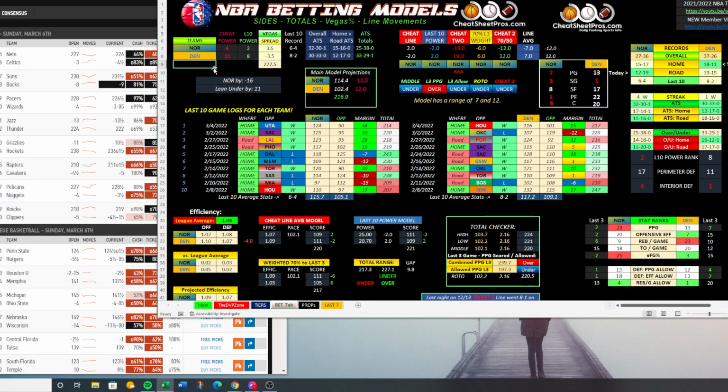So you can kind of decide which way you want to go with that one. I have enough games on the board that I really don't need to bet that one, so it's not a huge thing for me. So here we have the Pelicans in Denver.